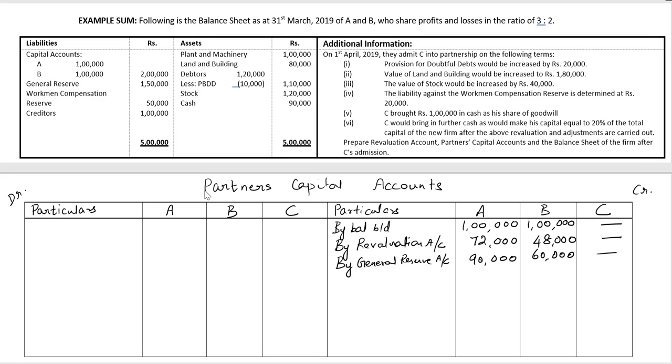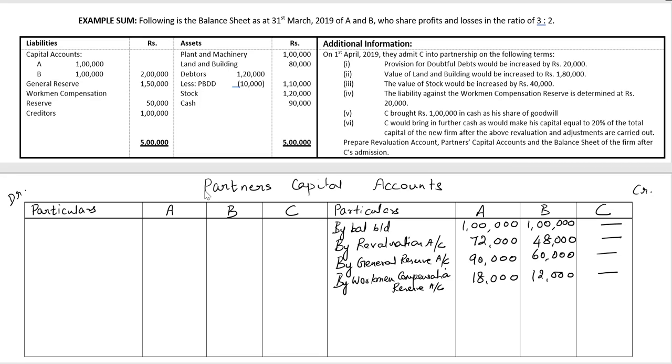Further, we have a workman compensation reserve of rupees 50,000. As per the fourth point in the additional information, the claim is only 20,000. So we'll distribute the balance workman compensation reserve of 30,000. So by workman compensation reserve account 18,000 and 12,000. Rupees 30,000 in ratio of 3:2.